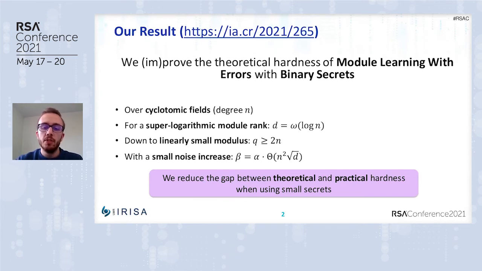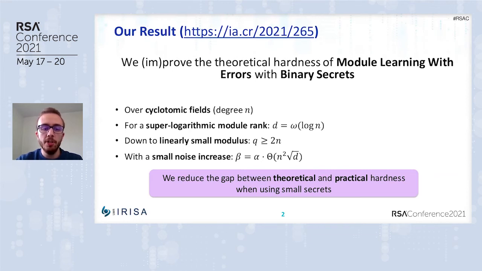The purpose of this work, more precisely, is to get a better understanding of the module learning with errors problem, and more specifically, of the differences between theoretical and practical hardness when using small secrets. The small secret case is particularly interesting for various constructions, especially for homomorphic encryption, as well as for efficiency reasons. And it is also valuable in the proof of some other theoretical results.